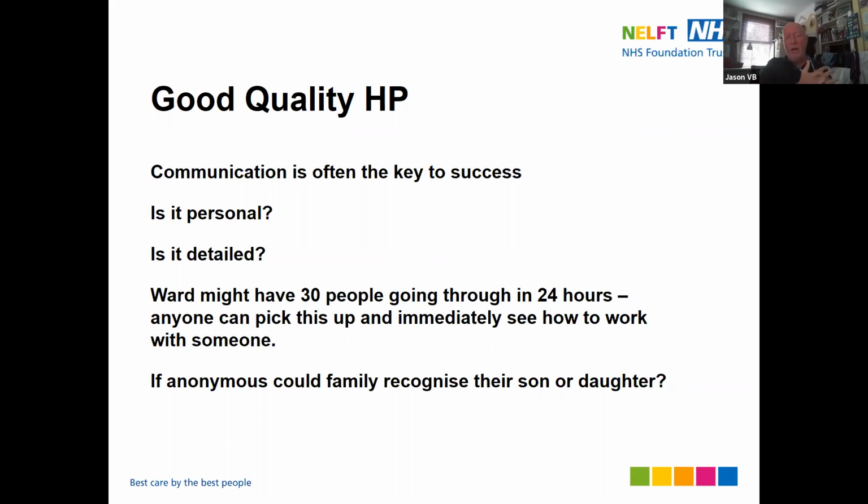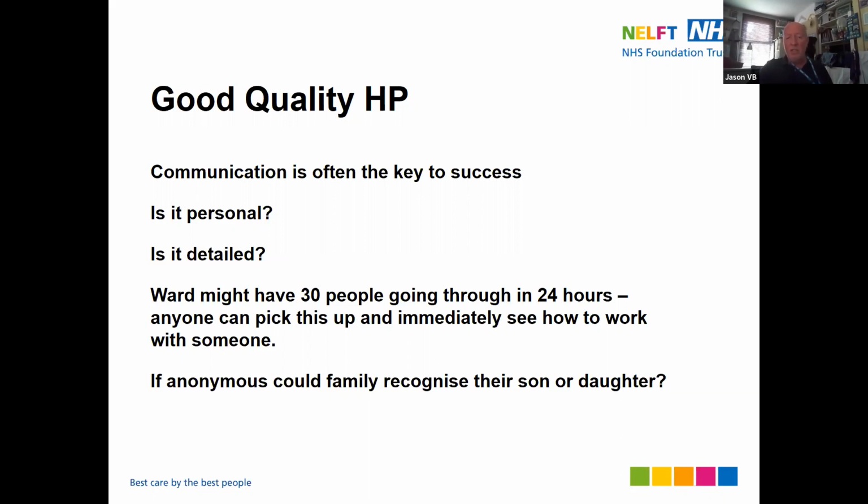And my benchmark for this is, putting GDPR to one side, imagine the scenario where you could have 3 or 4 different people's hospital passports. Could their family recognize their own son or daughter from just the description of how that person presents? That's your benchmark. That yes, you can actually get a really good understanding or a picture of that person as an individual.